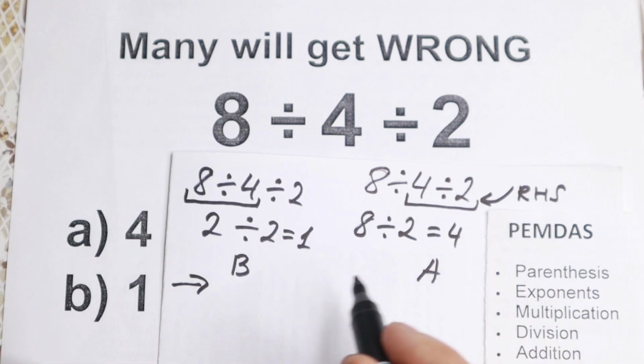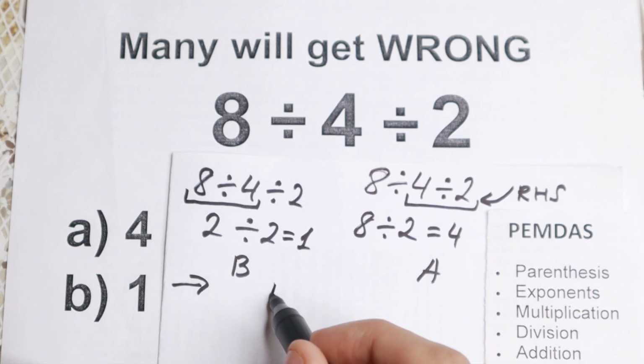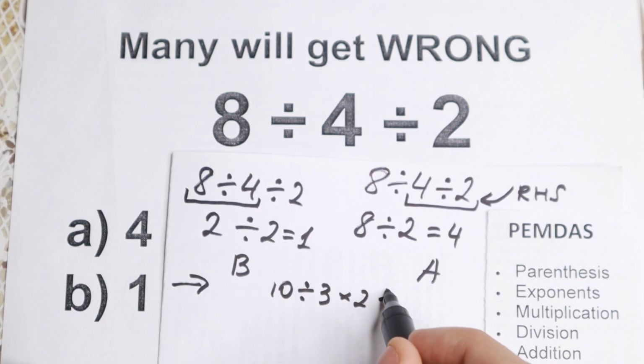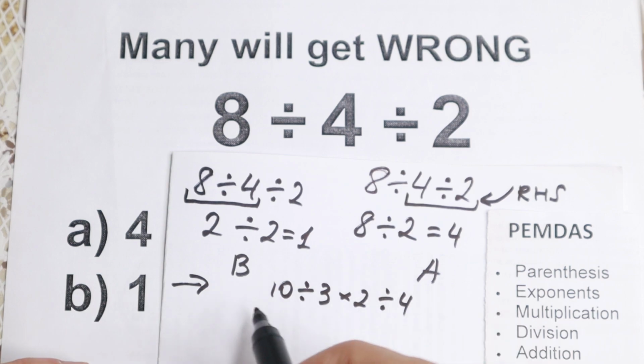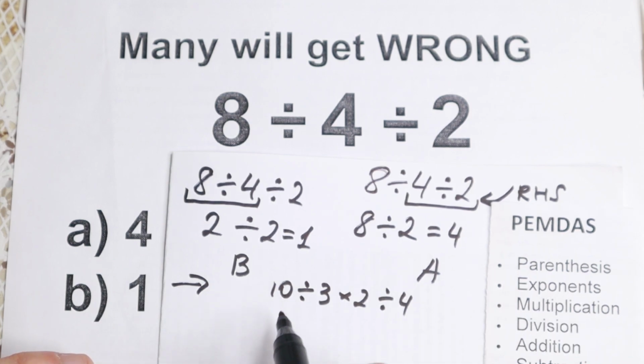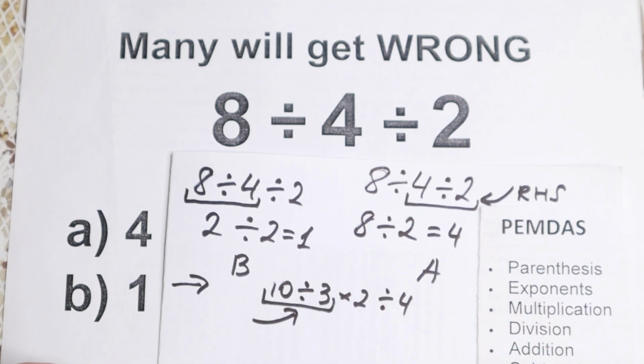Doesn't matter what you have, like a long expression such as 10 divided by 3 times 2 divided by 4. Doesn't matter. We have this multiplication and division part, and we go: what is the first sign from left to right? Division, yeah? So we need to divide. And you go step by step to find your answer. So this is my explanation about this problem.